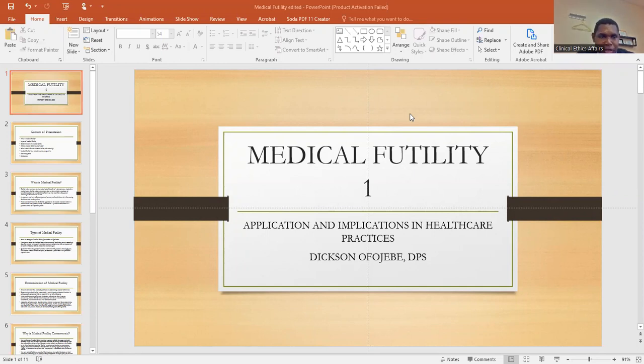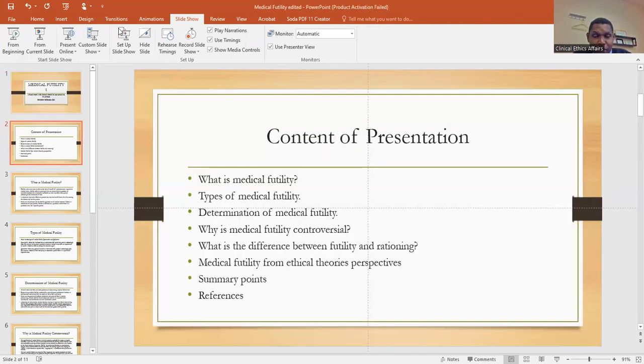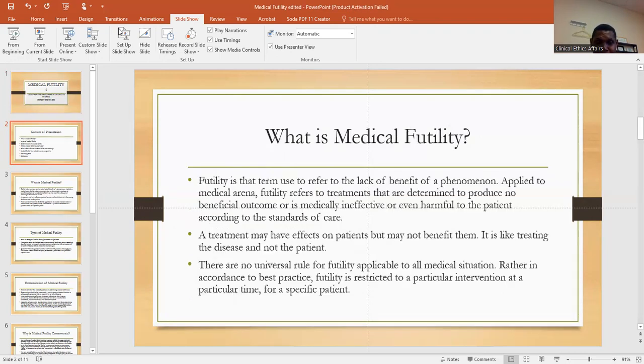To continue this discussion, I would like to run us through the table of contents, what we have in this presentation. We are going to define medical futility, the types of medical futility, determination of medical futility, why is medical futility controversial, what is the difference between futility and rationing, medical futility from ethical theories perspective, and then we shall summarize our discussion and provide some reference for further consultation.